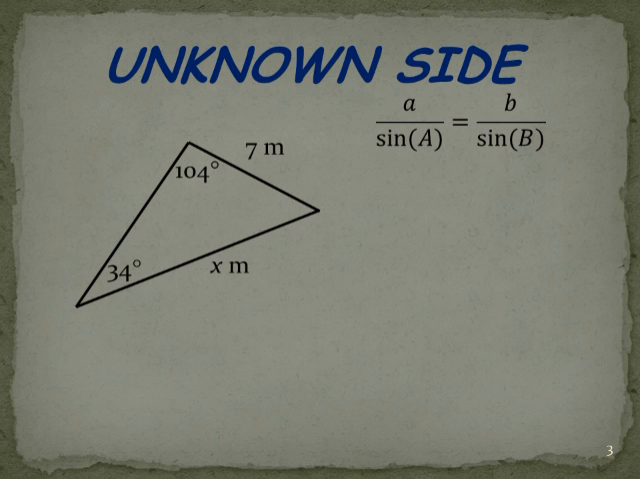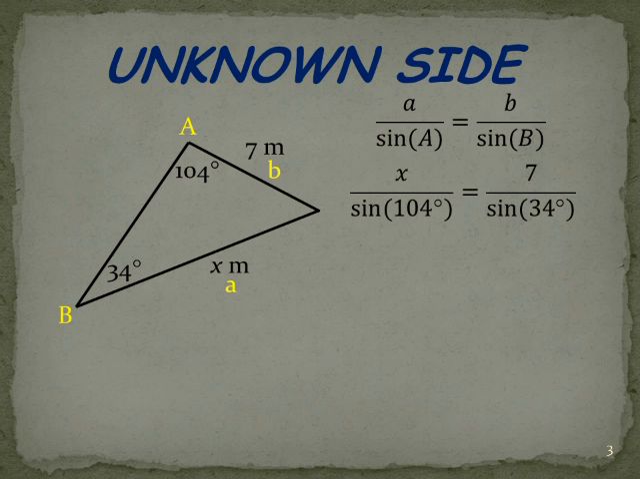Let's now put the letters onto the diagram so that it reflects the use of our rule. So here we have our A's and our B's. So let's substitute. So x over sine 104 degrees is equal to 7 over sine 34 degrees. Sine 104 looks awkward, but it's just a number. And we know that when we're dividing by a number, we want to find the unknown that's on top, we multiply by that number. So when I do that to the left-hand side, I get left with x, and on the right-hand side, I have 7 sine 104 degrees divided by sine 34 degrees.